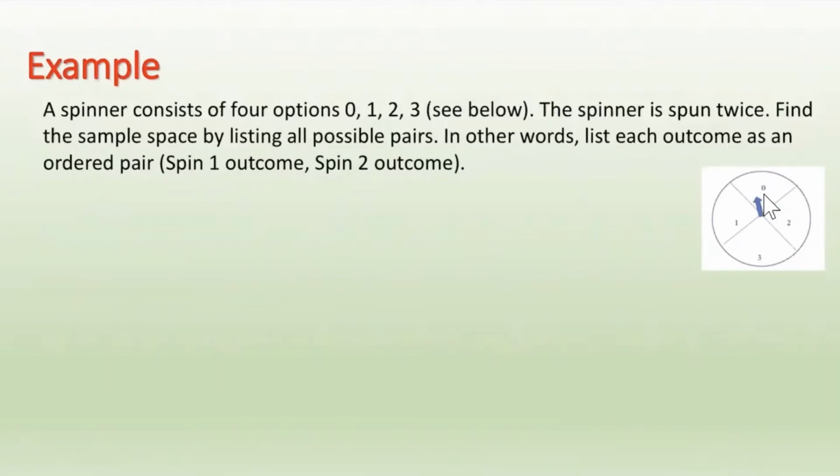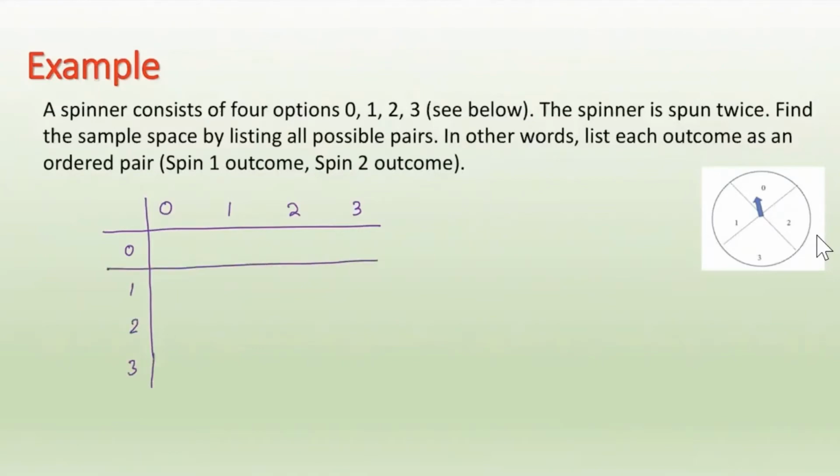When you spin the first time, the possibilities are 0, 1, 2, and 3. These are the possibilities when you spin the first time. When you spin it for the second time, you'll get 0, 1, 2, or 3. So we'll make this table. Let's draw that table first, and we'll list all the possible outcomes.